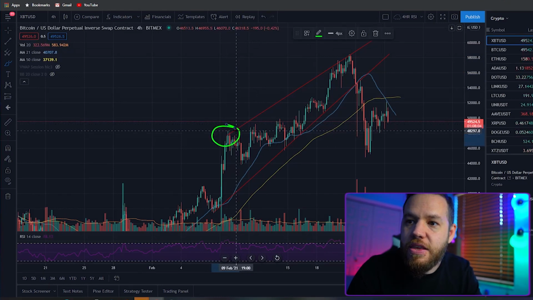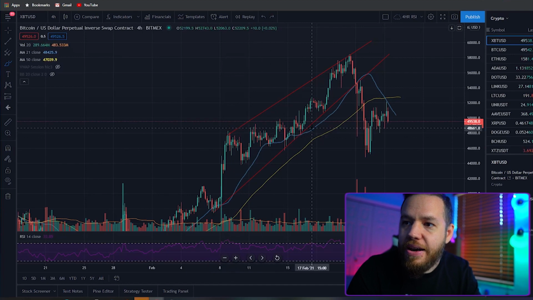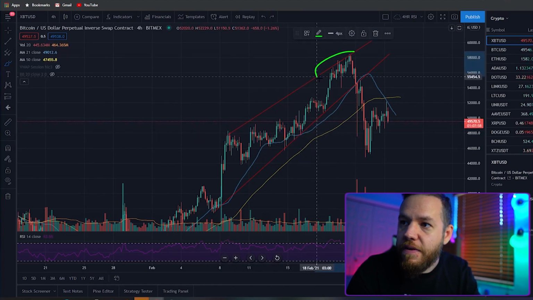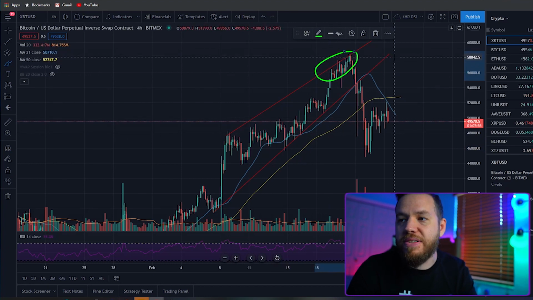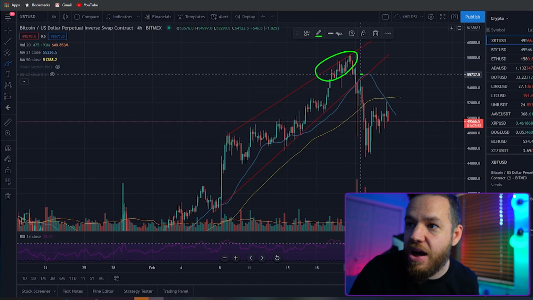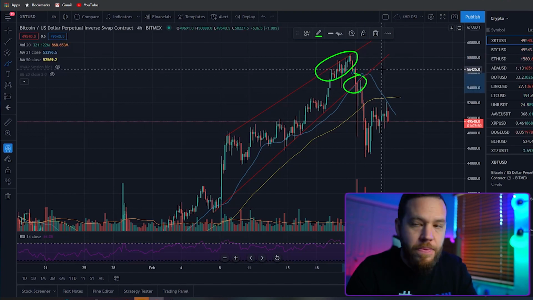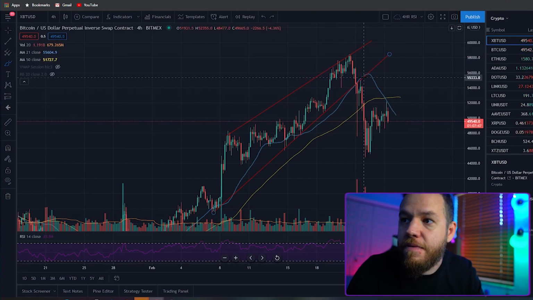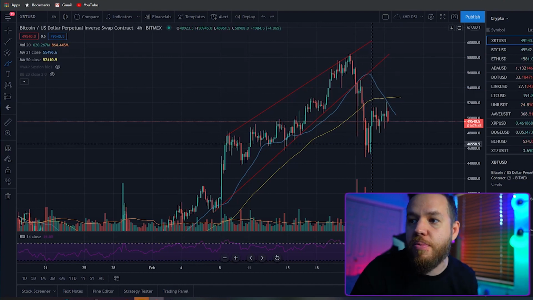So we see the rejection there, then it kind of ended up bouncing back to the support trend line. Then over here, we had multiple resistance rejections where it got shot back down to the trend line, right? And eventually it ended up violating the lower trend line, which is a support, which pushed the price a lot lower.